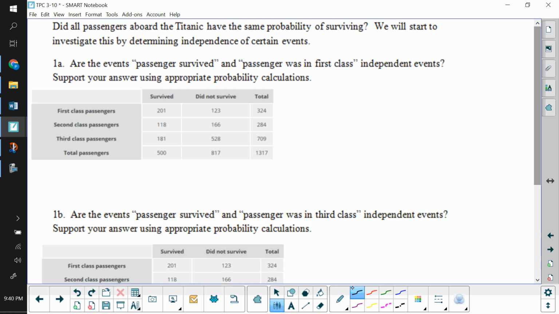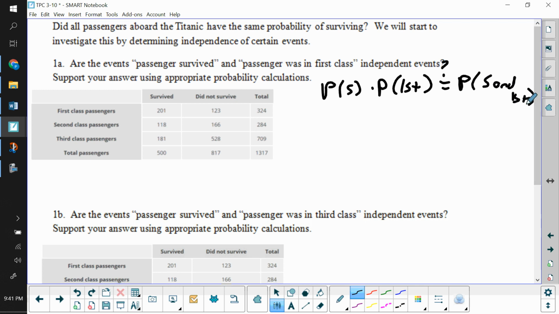So since independence, our formula, it's still somewhat new. We just saw it for the first time yesterday. We're going to practice these ones together. So what we're looking for when we see independent, we want that formula to pop in our head. So what we're going to look for here is probability survived times probability of first class. Is it equal to, we don't know, the probability of survived and first class? And that's what we want to try and determine.